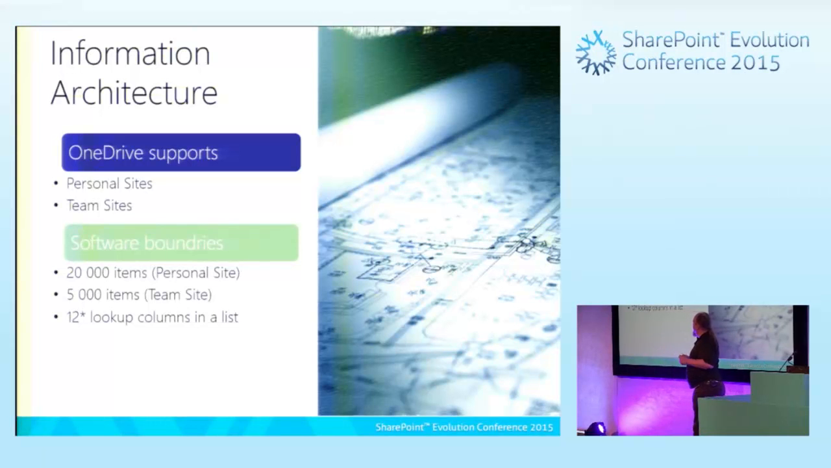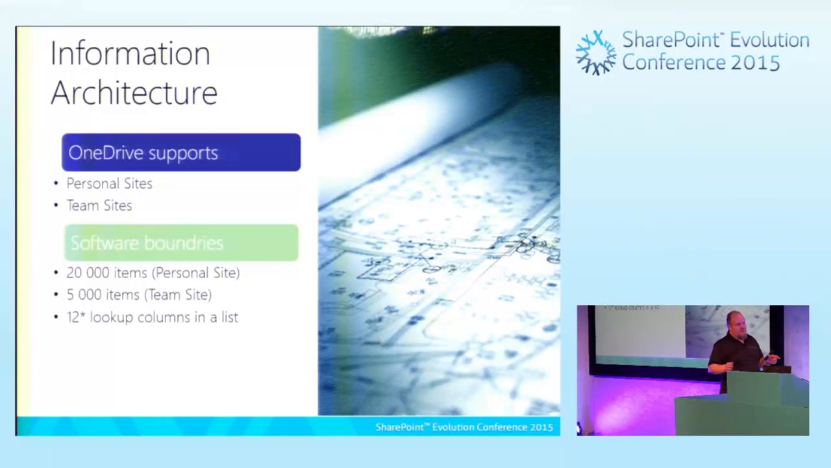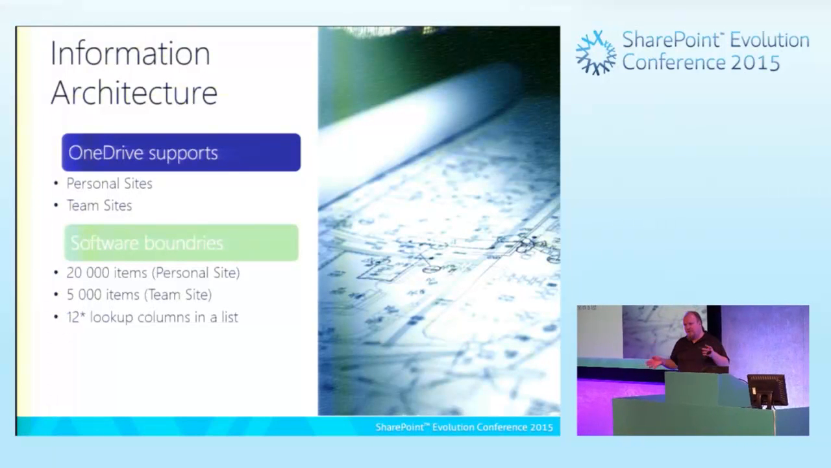We can only have 12 lookup columns in a list. This is a problem, especially for team sites, if you have content types with clear taxonomy fields, because what constitutes a lookup column in SharePoint?